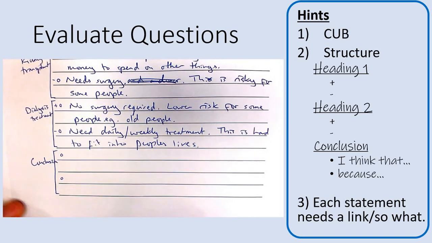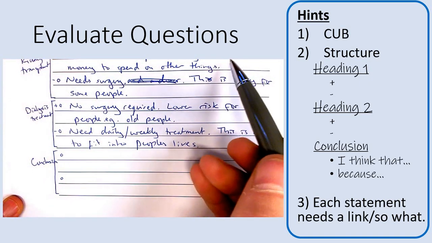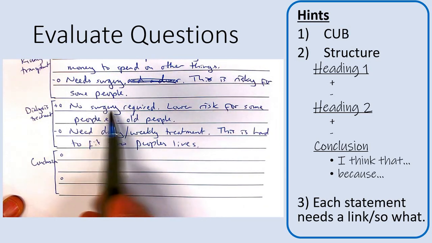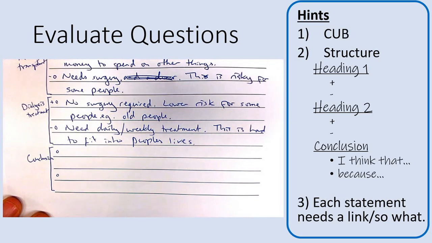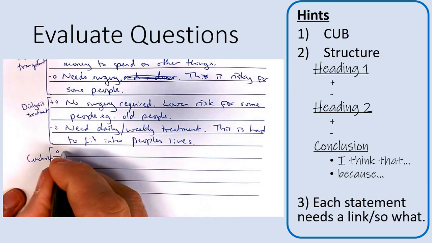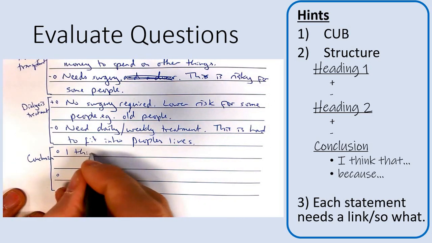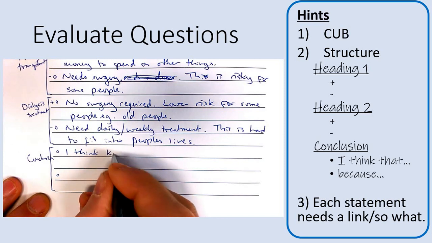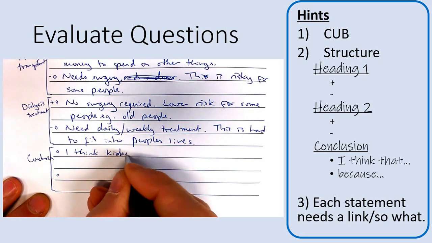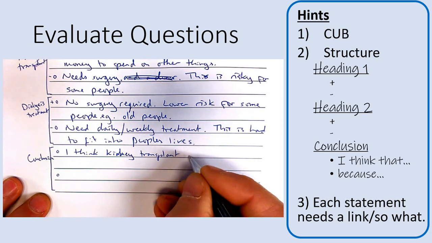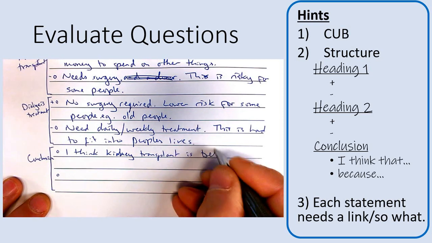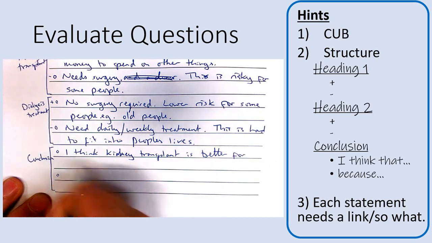Conclusion. This is a tricky one here because this one works out cheaper in the long term. This one's better for older people. So your conclusion can be quite complex here. I'm going to say I think kidney transplant is better for young people.